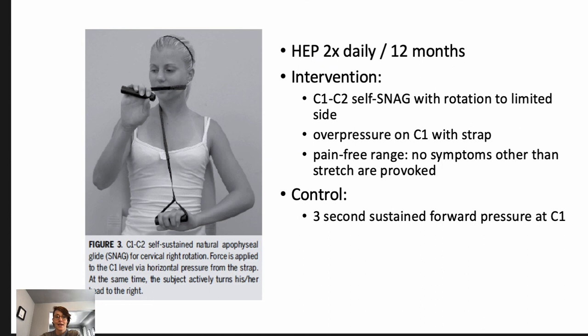And then the intervention that they gave the patient to do 2 times daily for 12 months was a C1-2 self-SNAG with rotation towards their limited side. So this patient had a limitation in right rotation with their flexion rotation test. You essentially cross your arms, one arm comes down, and the other provides that overpressure with the strap that's coming over C1 into the limited range. This was instructed to be pain-free, so no other symptoms other than stretch should be provoked.